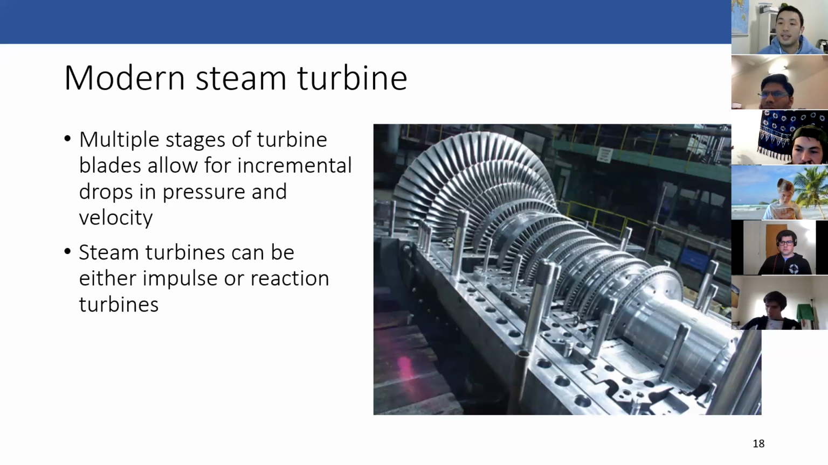So this is a modern day steam turbine. The way that this is physically constructed is that you have multiple stages of these blades that allow you to capture the flow of the fluid as much as possible.